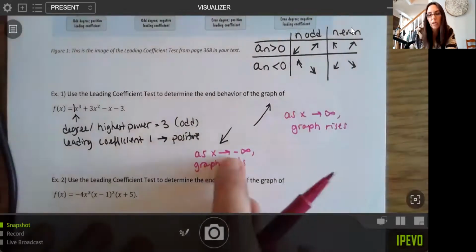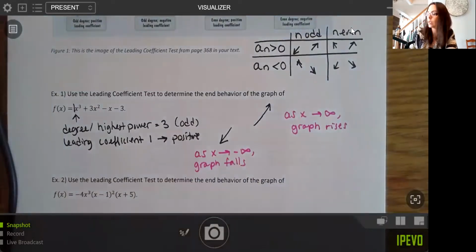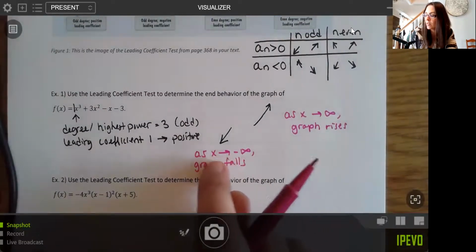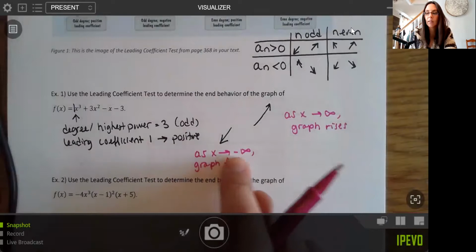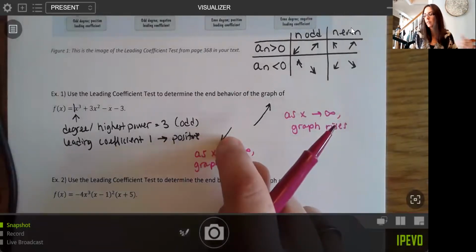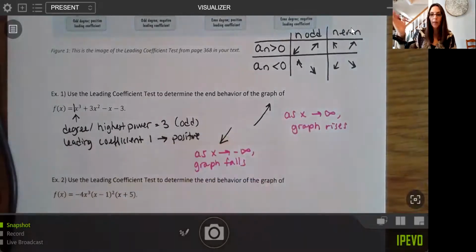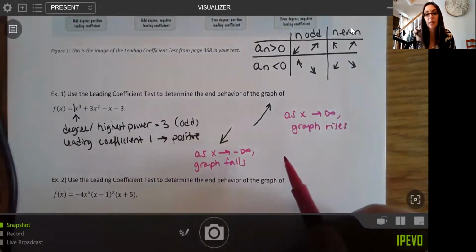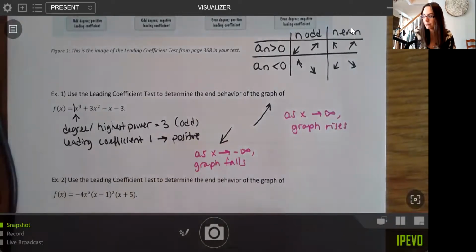This is kind of new notation that your book doesn't really stress too much, but this just means as x goes to negative infinity, so as you're going smaller and smaller and smaller for x, that graph is going down on the left. And as x is getting bigger and bigger and bigger, that graph is going up on the right. So it's just some new notation and something that you see a lot in upper mathematics.